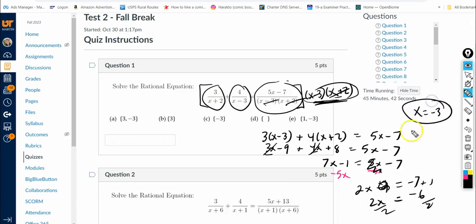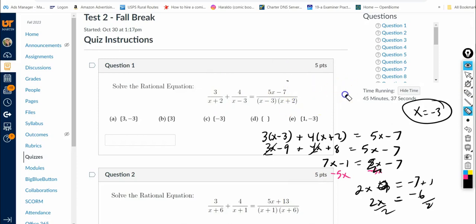Now, before I say that's the answer, I need to go back and make sure it's allowed. If x is negative 3, it's okay here, because that'll make this negative 1. And if x is negative 3, it's okay here, because it'll make that negative 6. So as long as it doesn't make the denominator 0, it's allowed, it's in the domain, and so my answer is going to be x is equal to negative 3. Okay. And so I'm going to type in C.